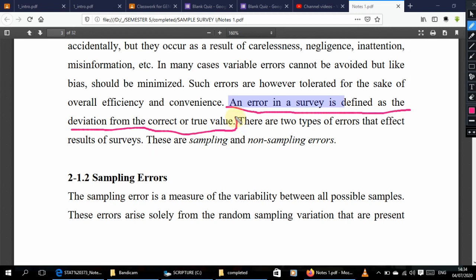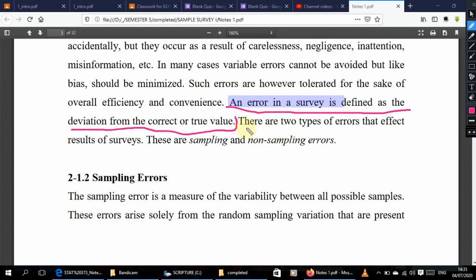Okay, so in sample survey or in any survey, it might be that the true value you won't be able to capture correctly. So the fact that you are not getting the exact value, then we say that error has occurred.